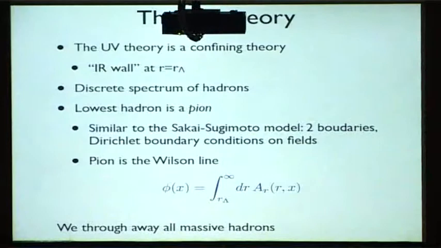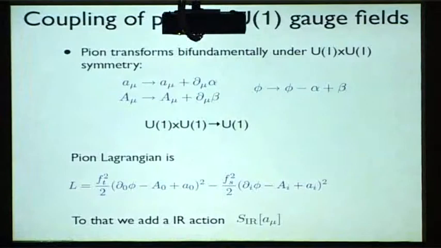In other words, I'm going to, to the accuracy that we are working here, that is, one can justify that. Okay, so now we have just a theory of a pion instead of a full tower of modes in the UV. We just keep one single mode, the pion.